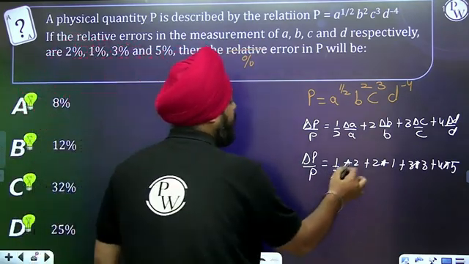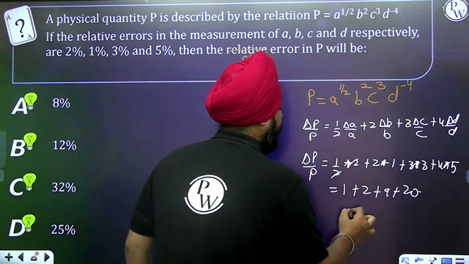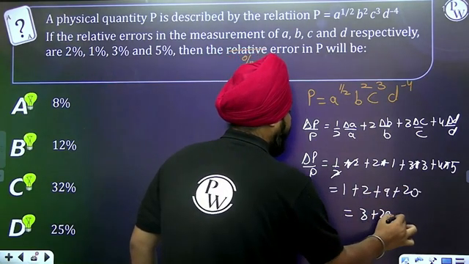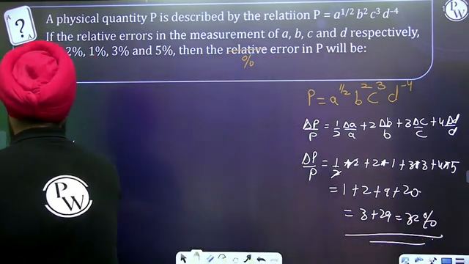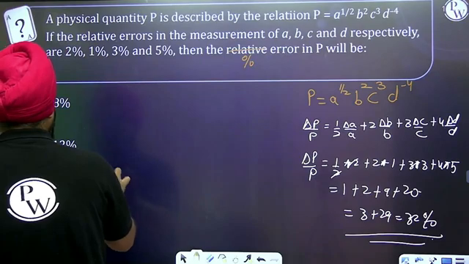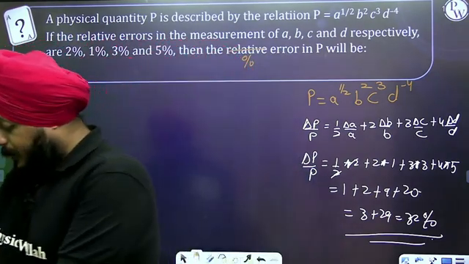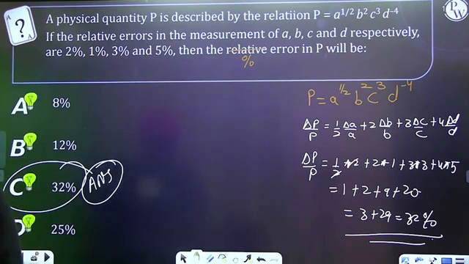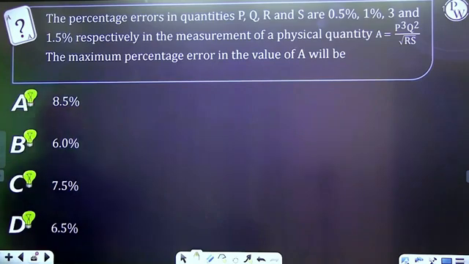2 is going to get cancelled. 1 plus 2 plus 9 plus 20, 3 plus 29, 32% of error it is coming out. C is the perfect answer for this specific question. Right? So these kinds of questions come up from the combination of errors.